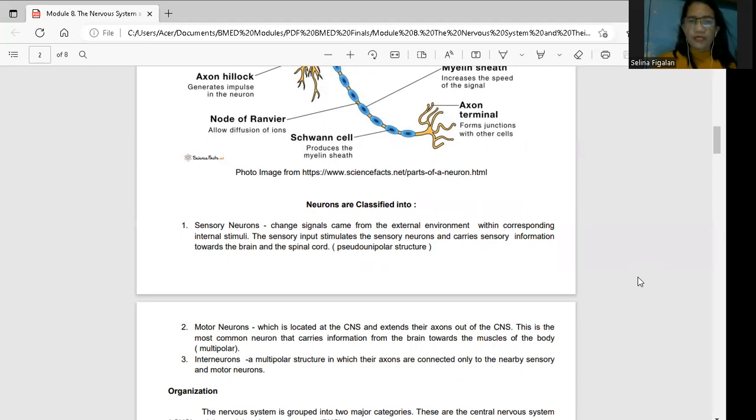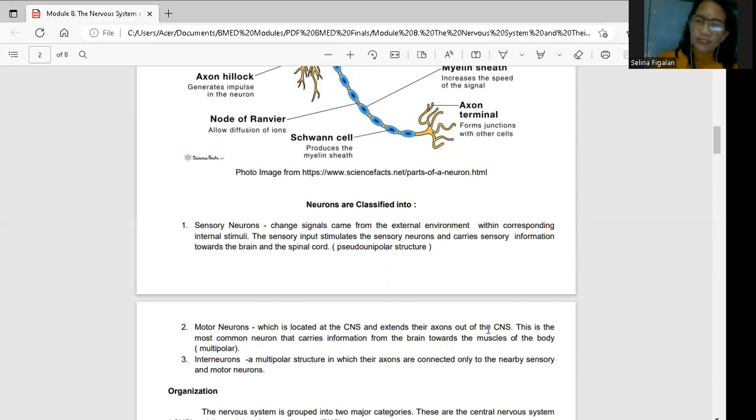Okay, so via your spinal cord. So doon dumadaan sa ating spinal cord. How about when you say motor neurons? So when you say motor neurons, this is located in the CNS and extends through axons out of the CNS. This is the most common neuron that carries information from the brain towards the muscles of the body. So meron siyang response sa ating katawan through the presence of our muscles.